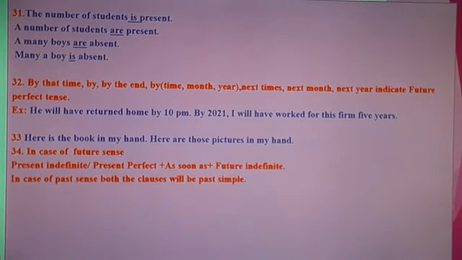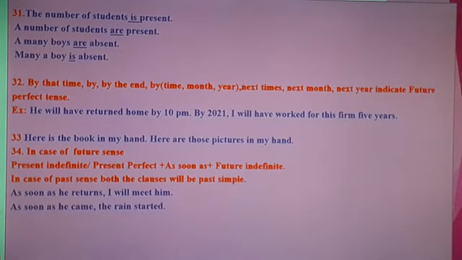So in case of future tense, whenever you use as soon as, which we use in our daily English, in both clauses, the first part and the second part, if the first part is present indefinite or present perfect, the latter part should be future indefinite. And in case of past tense, both clauses will be past simple. Have a look.